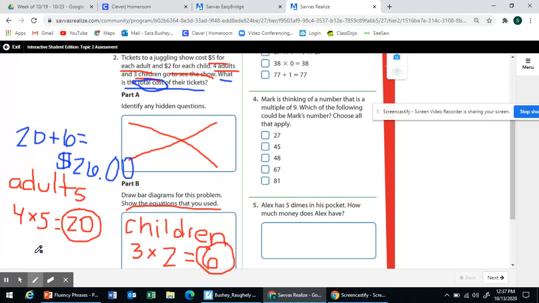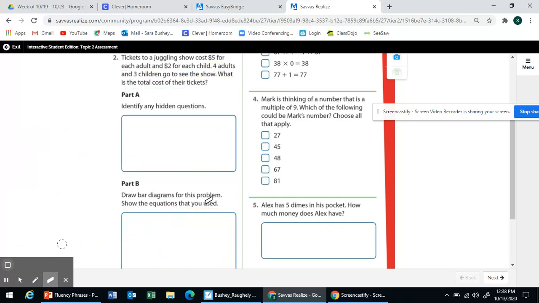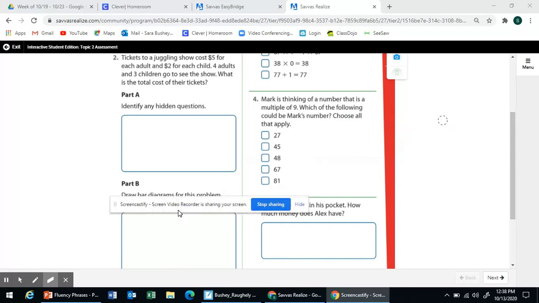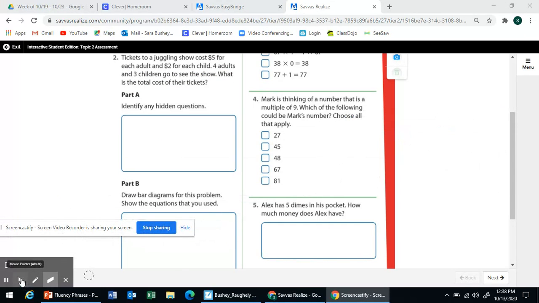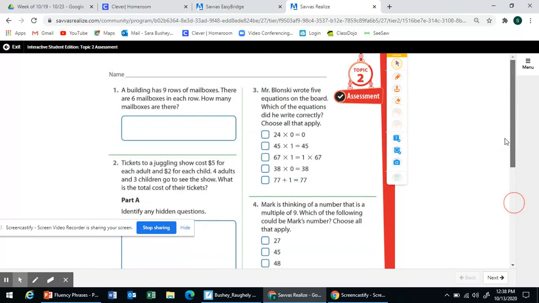Okay, so we are now moving to the top of the next page, and we are going to be on question number 3. Go ahead and put your finger under the word Mr. Okay, and follow along, please, as I read. Mr. Blonsky wrote 5 equations on the board. Which of the equations did he write correctly? Choose all that apply. I'm going to read it again. Mr. Blonsky wrote 5 equations on the board. Which of the equations did he write correctly?